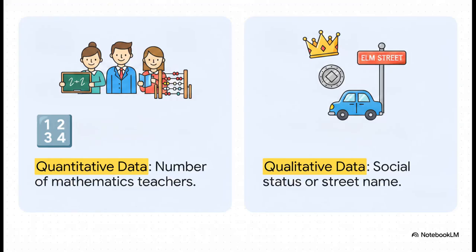To really decode data, we first have to sort it into 2 main buckets. On one side, we've got quantitative data. These are your hard numbers, like counting the actual number of math teachers in a school. On the flip side, we have qualitative data, which is descriptive information. Picture things in your own life, like a person's social status, the name of the street they live on, or the brand of car they drive. These describe qualities, not quantities.